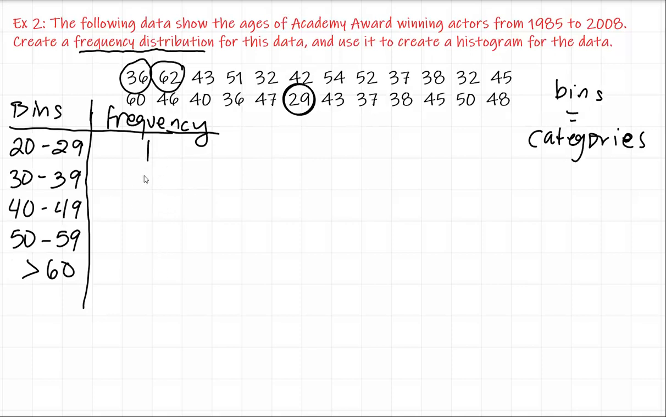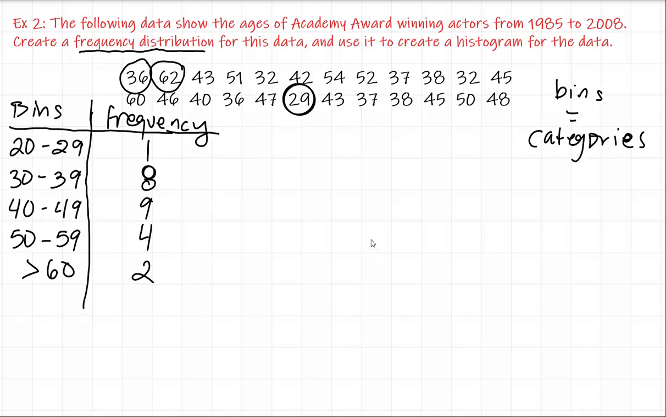From 30 to 39, I have this written out already, so I kind of cheated a little bit again, but if you want to count them out, go ahead. We have 8 in our 30 to 39 section, 9 in our 40 to 49 section, 4 in our 50 to 59 section, and 2 in our 60 and beyond section.